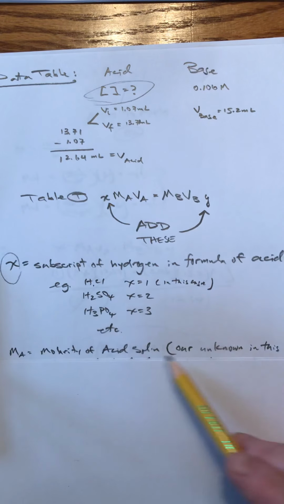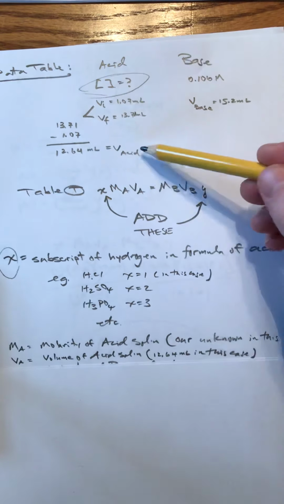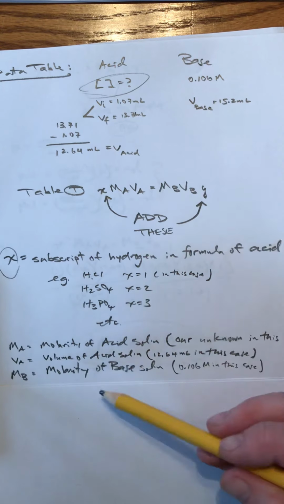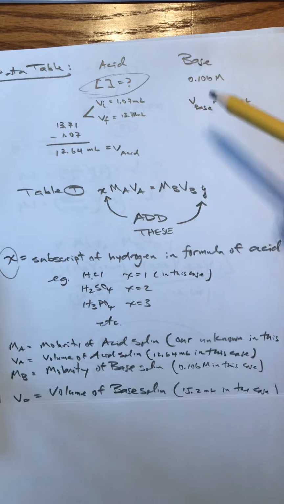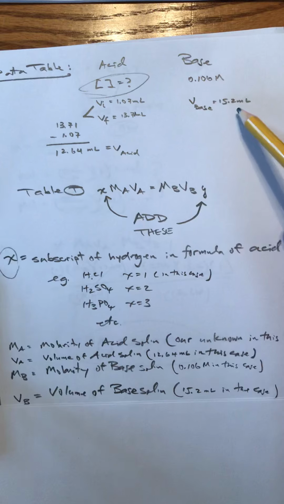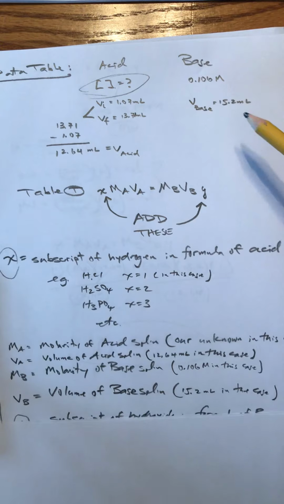MA is the molarity of the acid solution, and that's what we're trying to figure out. VA is the volume of the acid. In our case, we subtracted off and we found out it was 12.64 milliliters. MB is the molarity of the base, and we knew that was 0.106 molar. VB is the volume of the base. We pre-measured it at 15.2 milliliters, and that's got fewer sig figs because we would have used a graduated cylinder in lab. You can use another burette. That's a whole other way of doing it, more accuracy, that's fine.